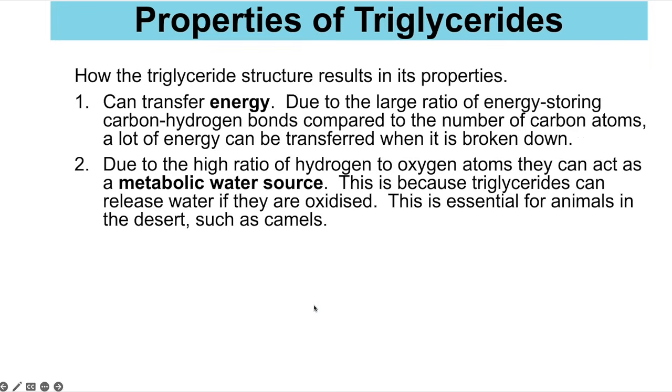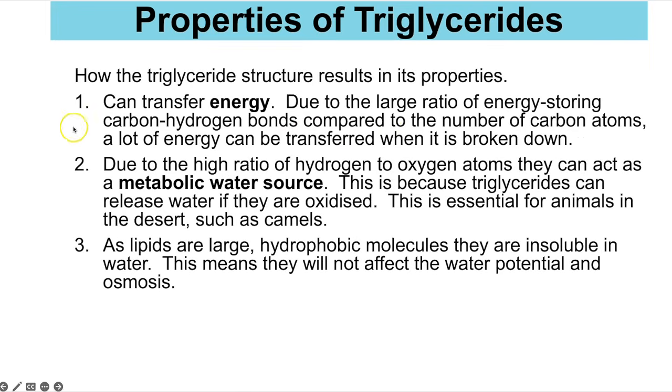So the properties then of triglycerides, they can transfer energy, and that's because of the large ratio of energy storing carbon to hydrogen bonds compared to the number of carbon atoms. A lot of energy can be transferred when it's broken down. Also, due to the high ratio of hydrogen to oxygen atoms, they can act as a metabolic water source. And this is because triglycerides can release water if they are oxidized. And that's essential for animals such as camels in the desert.